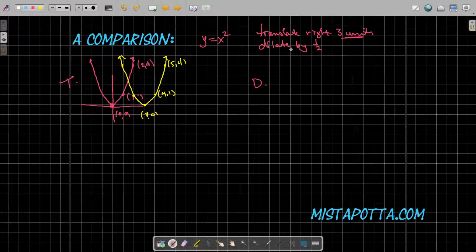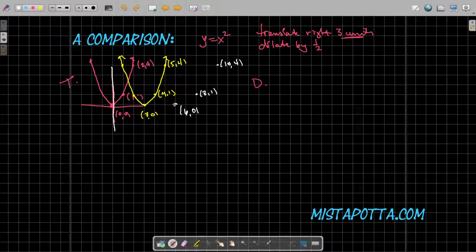But my actual answer also has to include this dilate by 1/2, which means all of these points end up having to be twice as far from the y-axis, twice as far from x equals 0, which means this point, which was at (3, 0), is now at the point (6, 0). This point, which was at (4, 1), now has to be at (8, 1). And this point, which is at (5, 4), now has to be at (10, 4).